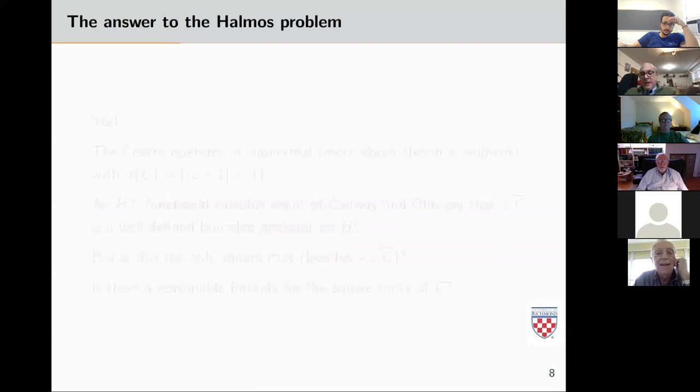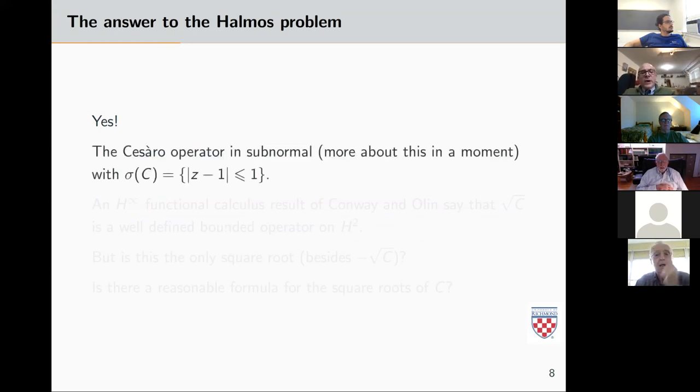All right, so the answer to the Halmos problem is yes. I did not discover this. This is a known fact. And the approach to show it has a square root is that the Cesaro operator turns out to be subnormal. I'm going to talk about more of this in a moment. This is a result of Kriete and Trutt, and I'm going to give you a survey of how that works and how I'm going to use it.